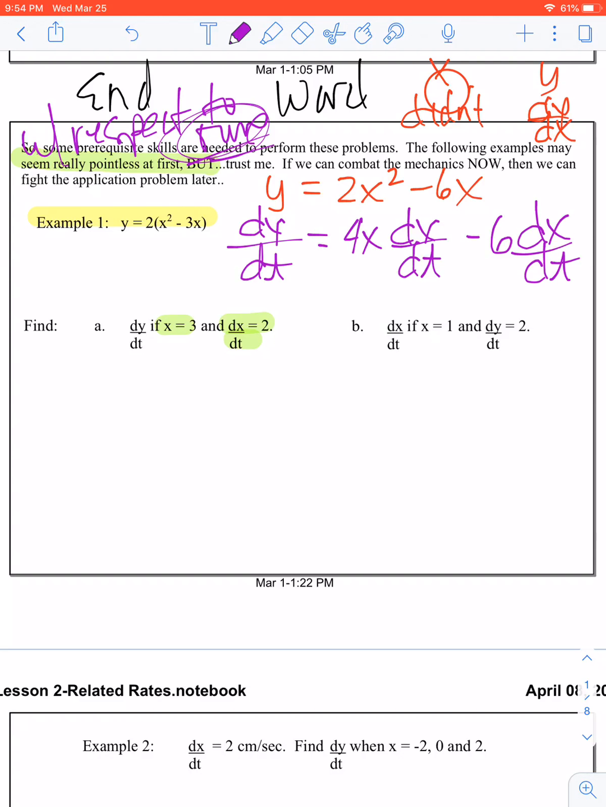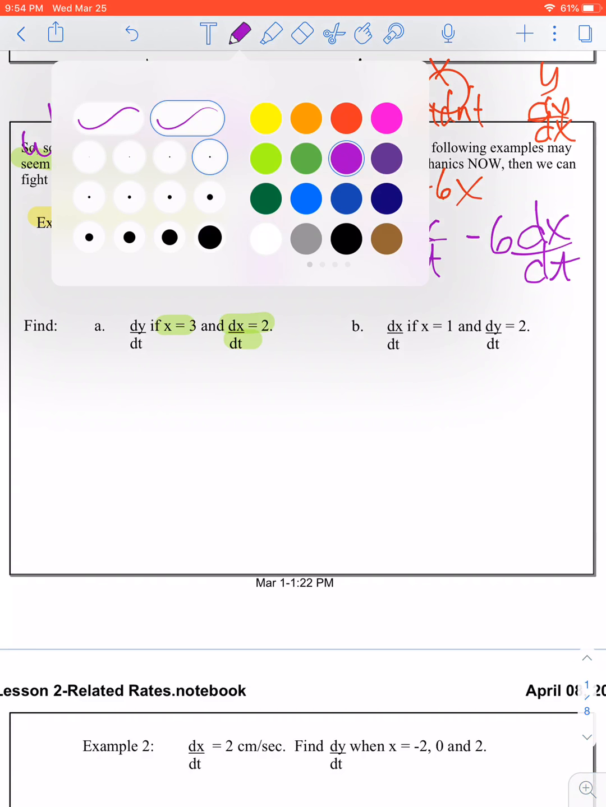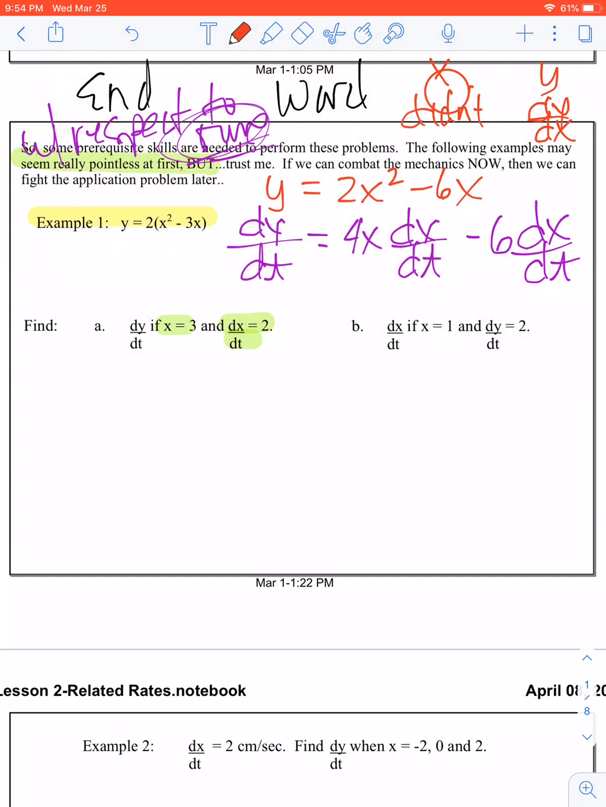That is the end of your calculus. The next step is I'm going to go to problem A. They want me to find dy/dt. This is what they want me to find. Then I'm going to rewrite the 4. And then instead of the x, they told me x was 3. So I'm going to substitute that value.